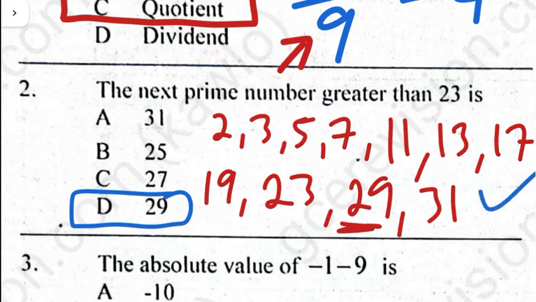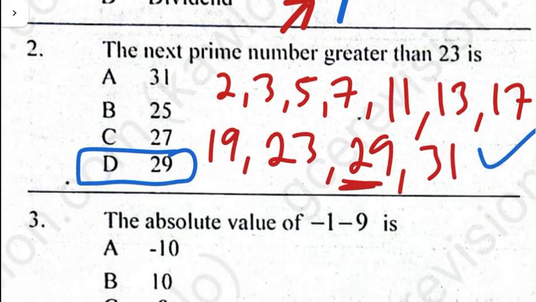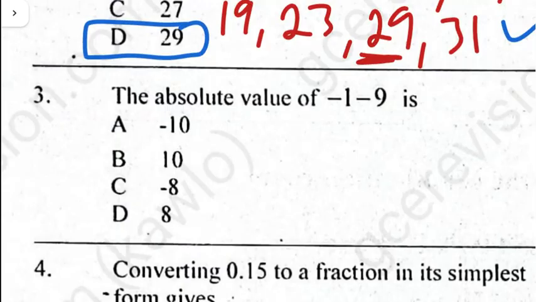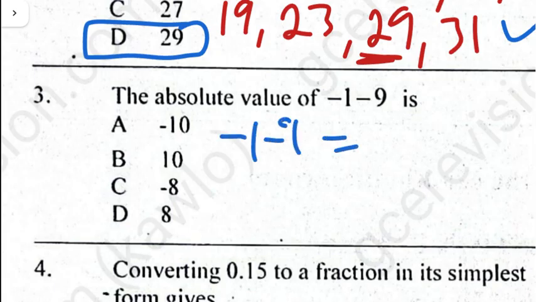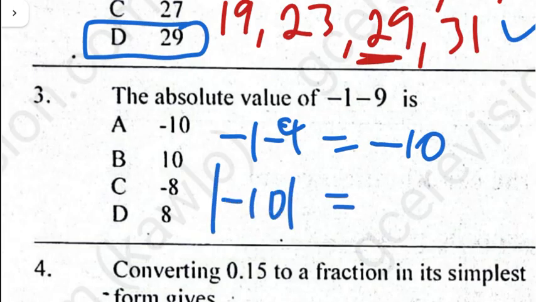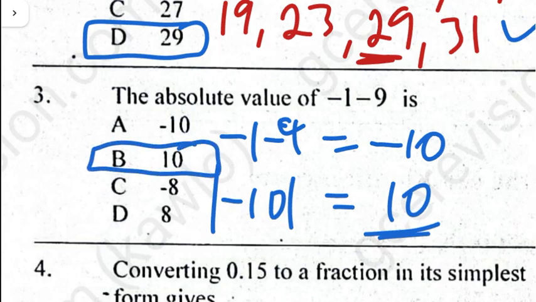29. Question 3. The absolute value of negative 1 minus 9 is... first of all, negative 1 minus 9 is equal to negative 10. The absolute value of a number makes that number positive. So the absolute value of negative 10 is positive 10 or just 10. Okay? So the absolute value of a negative 10 is plus 10.